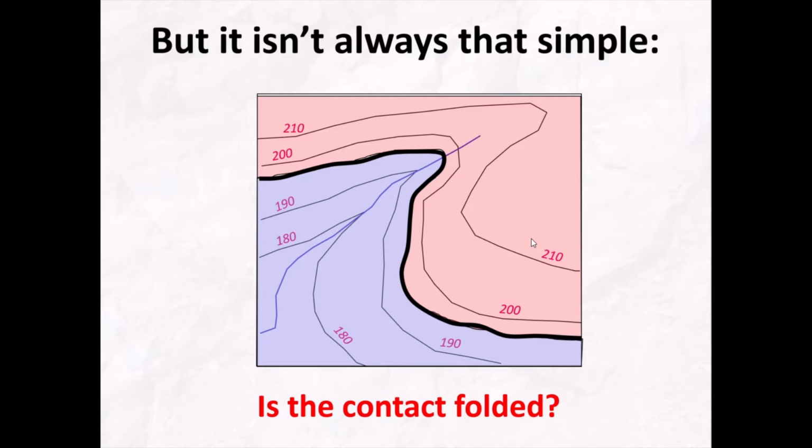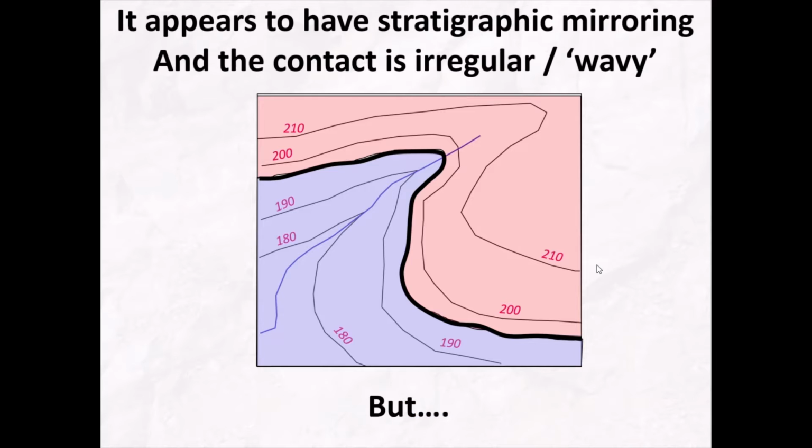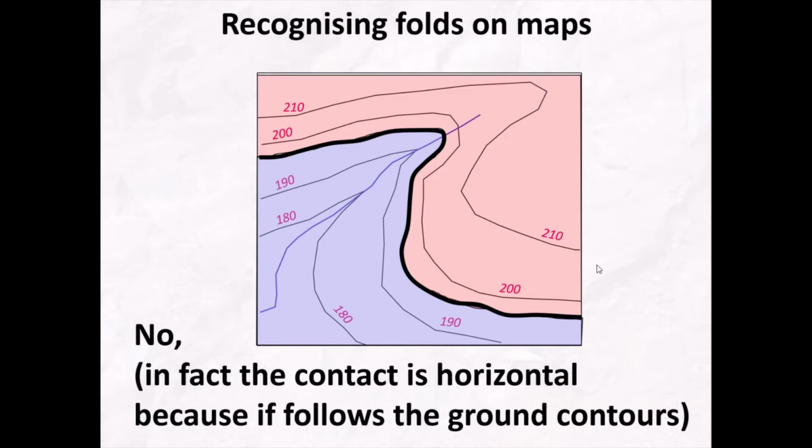Like for example here we've got something that looks like it has a mirror image repetition. We go from pink to blue back into pink, and it's got an irregular contact. Okay, so is this contact truly folded? Well, like I said, it appears to have that stratigraphic mirroring and the contact is irregular. However, just because it has those two things, you can tell that this contact is actually horizontal. It's not folded. And you can tell that it's horizontal because it's following the ground contours.